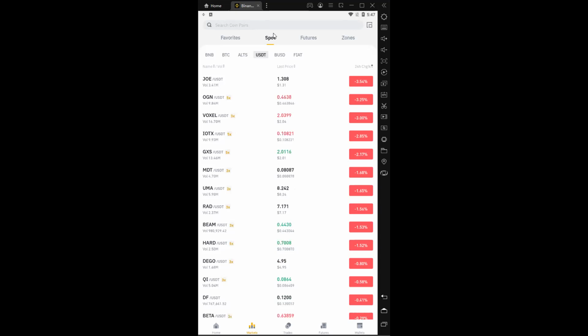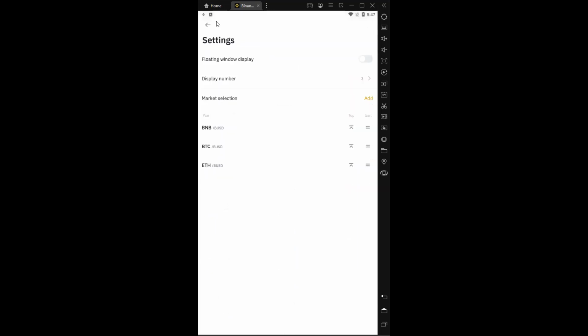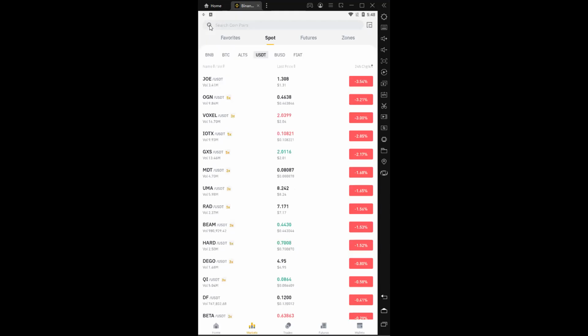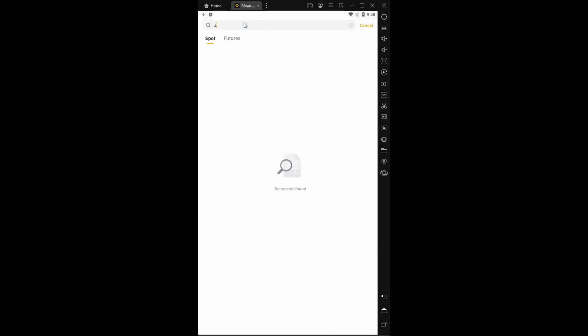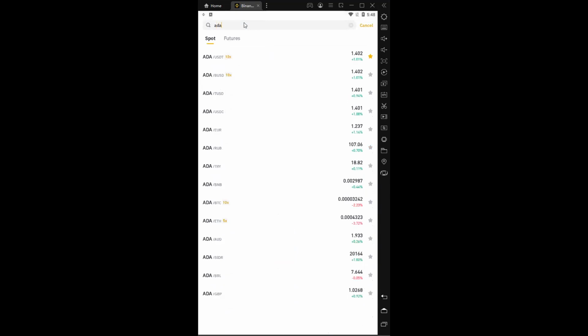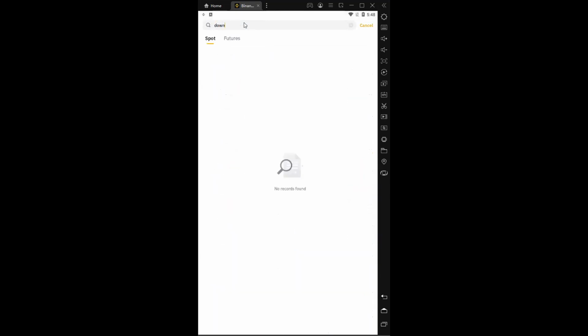But there are some other coins that are called leveraged coins. So an example is you see a coin with down.